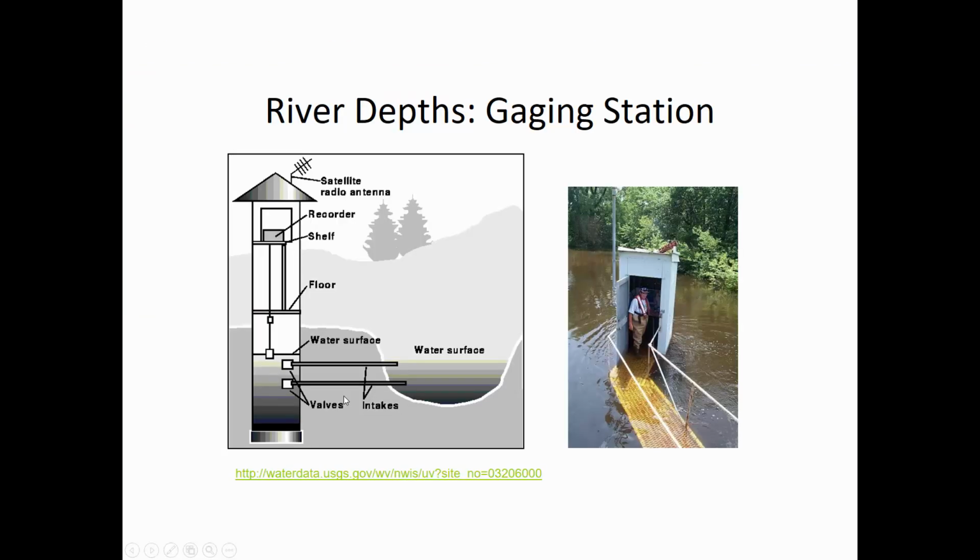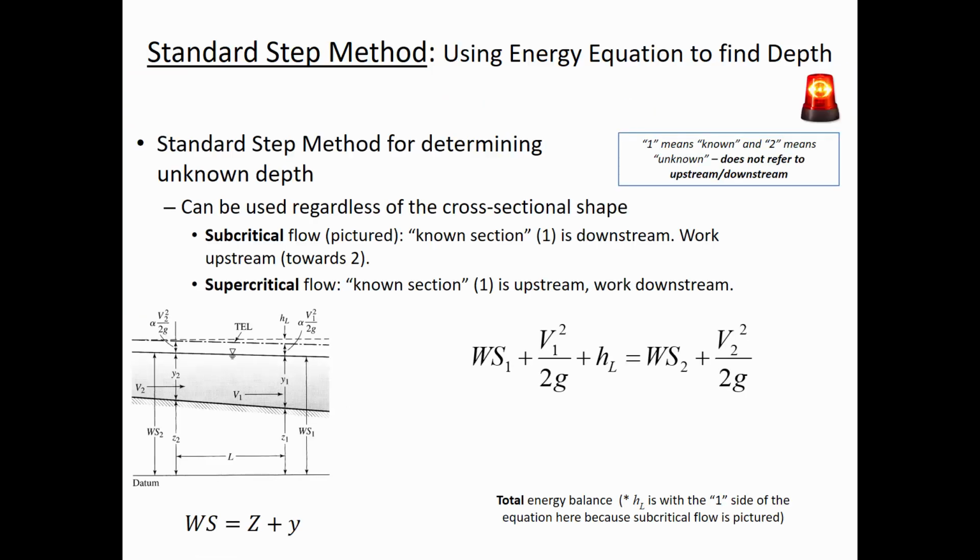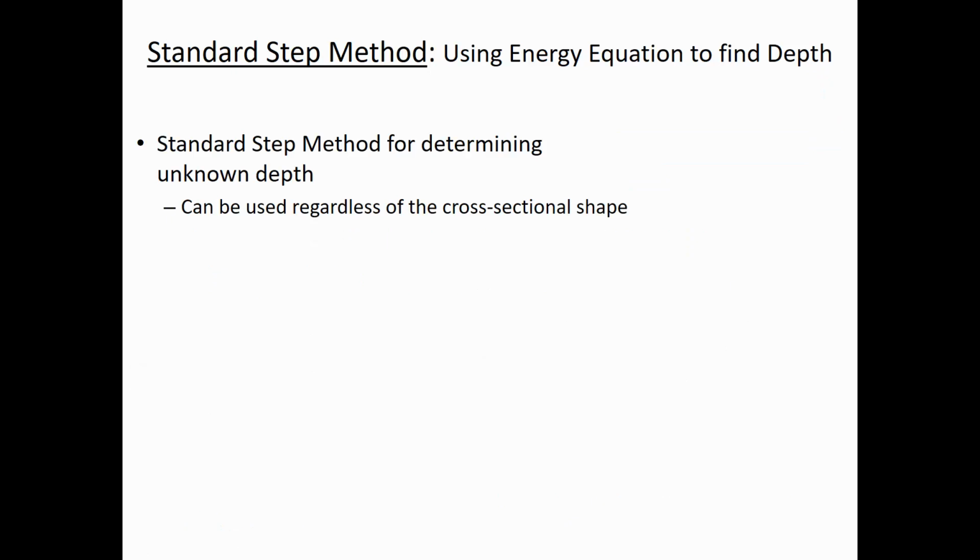So natural channels are highly variable. And so we need the standard step method because instead of this downstream, upstream being really predictable and regular, it might be that in a natural channel, we've got one section that is relatively wide and another that's relatively narrow. And so how we calculate the water depth responding to changes in cross-section is best accommodated with the standard step method.